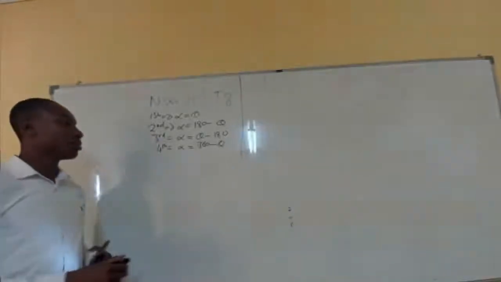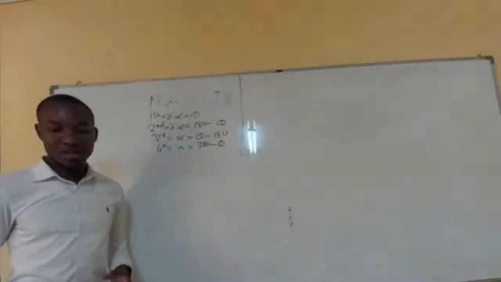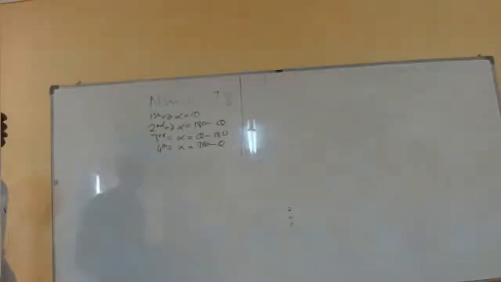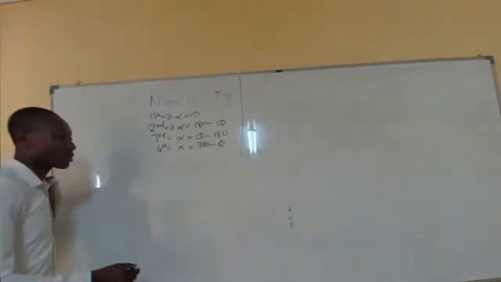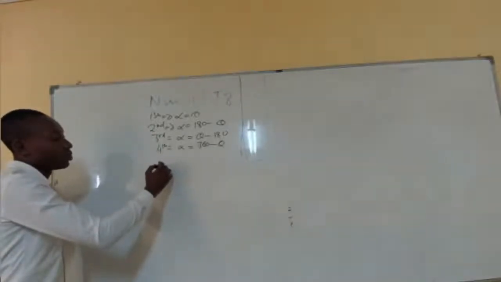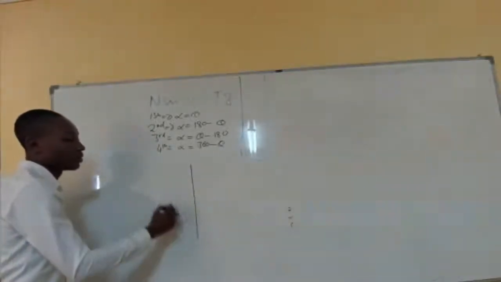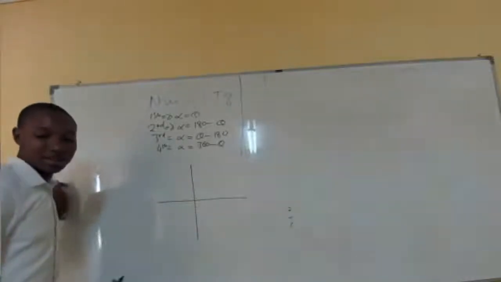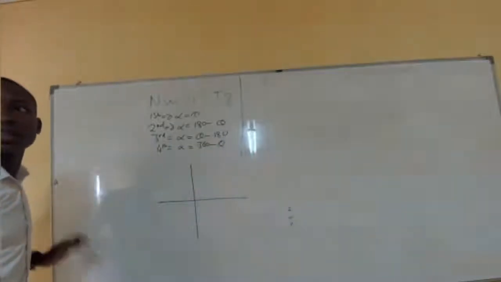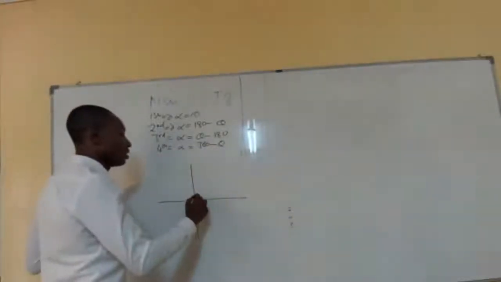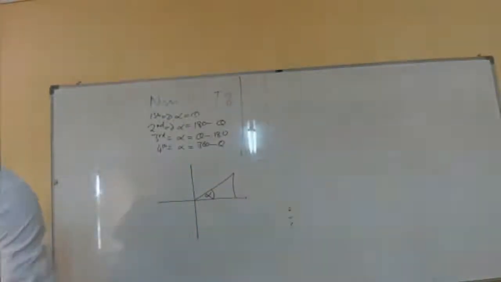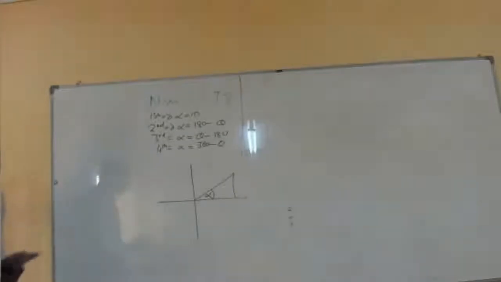One of the important things you need to note about these questions is that you need to know which quadrant the question is stating. You've been told that the terminal side is in the first quadrant. So this is the terminal side.